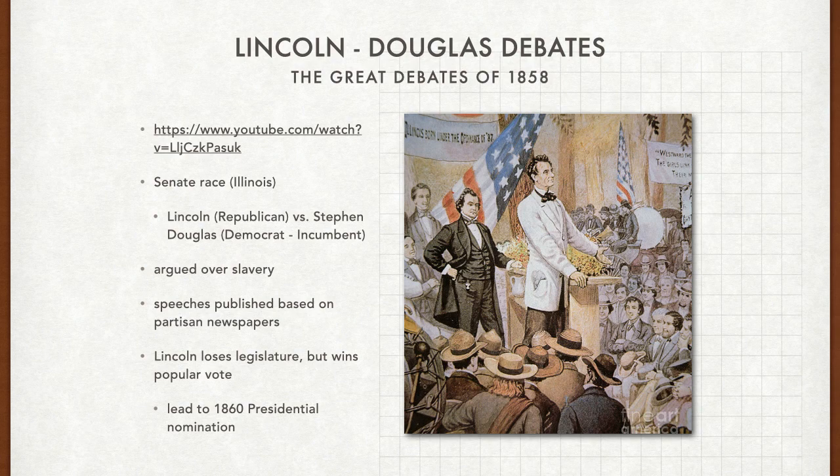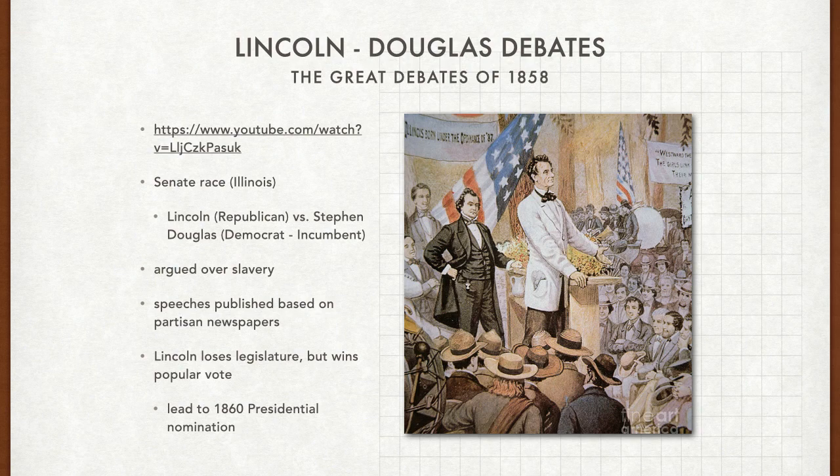The format for each debate was that one candidate spoke for 60 minutes, then the other candidate spoke for 90 minutes. And then the first candidate was allowed a 30-minute rejoinder, which means sort of circling back to that person so they could elaborate more on their points. The candidates alternated speaking first, and Douglas ultimately spoke first the most.